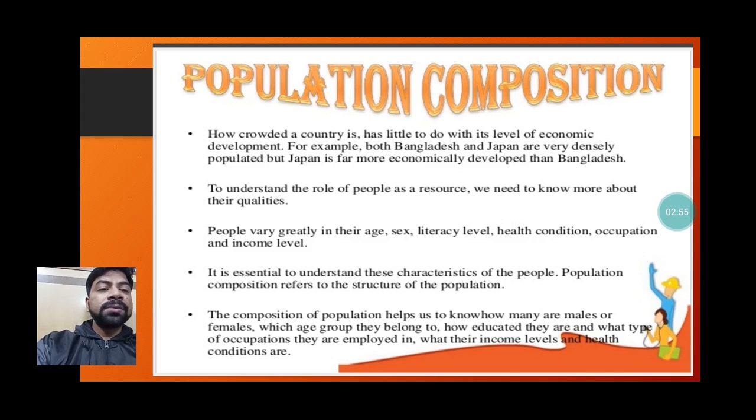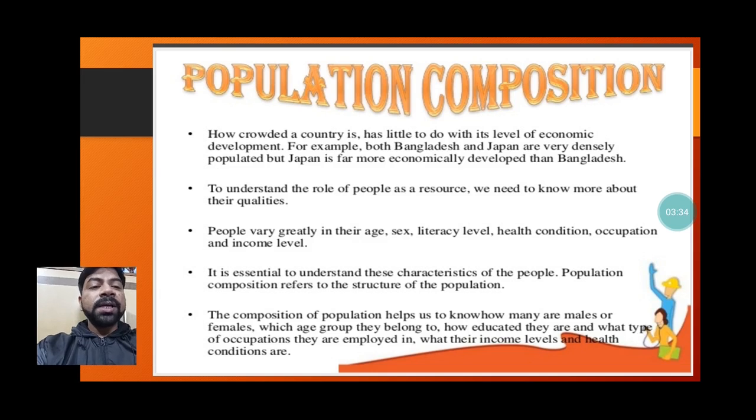Population composition refers to the structure of the population. Just take it practically. Suppose that in a classroom 20 students are sitting. All 20 students are not the same. They are different from each other. Their understanding level and their performance level are different. Similarly, when we talk about population composition, people always vary from each other on the basis of age, sex, literacy level, health condition, occupation and income level. So it is essential to understand these characteristics of the people.